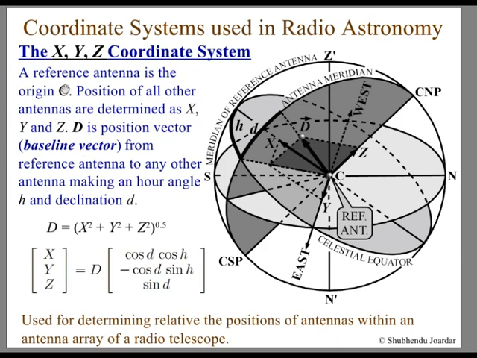So I will just read it. A reference antenna is the origin C. Positions of all other antennas are determined as X, Y, and Z. D is a position vector, the baseline vector from the reference antenna to any other antenna, making the hour angle H and declination D. These are the formulas used for determining the relative positions of antennas within an antenna array of a radio telescope.